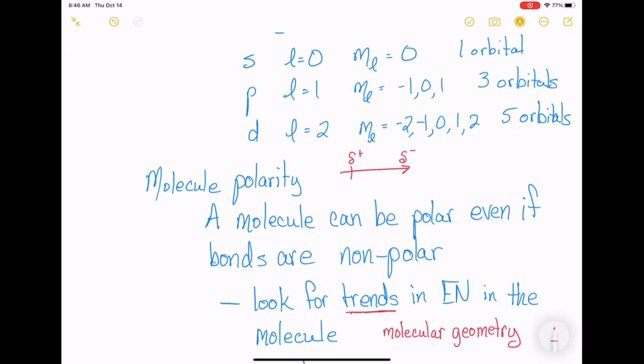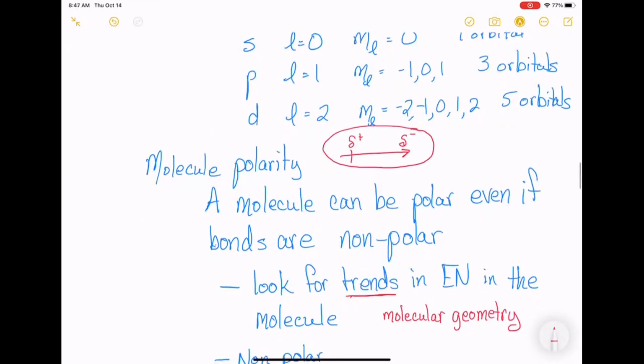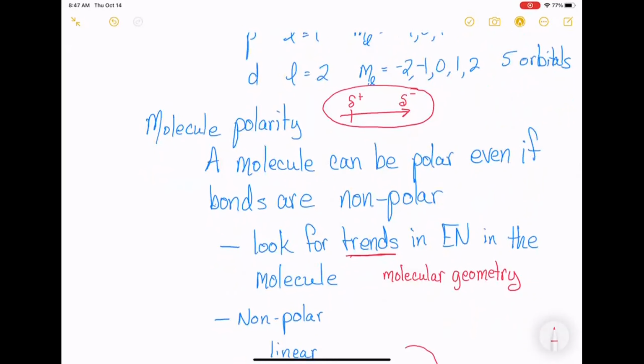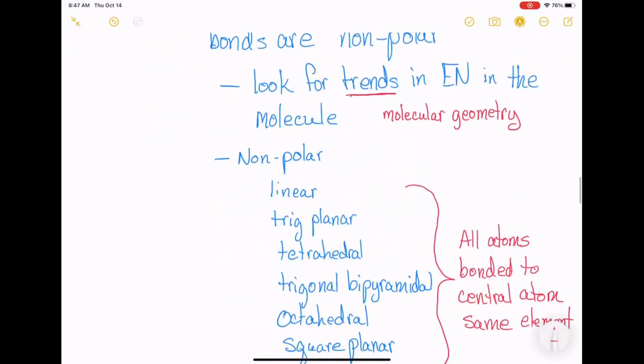Just like with a bond, we will use the dipole moment arrow to indicate whether it is polar or whether it is nonpolar. Now, besides looking at electronegativity trends, which will be important if the molecule is polar because you got to get to that dipole arrow, for nonpolar molecules, it's easy to identify the nonpolar molecules.